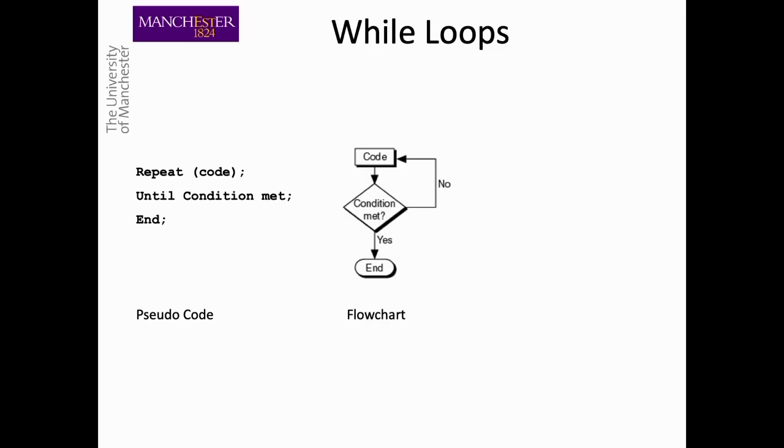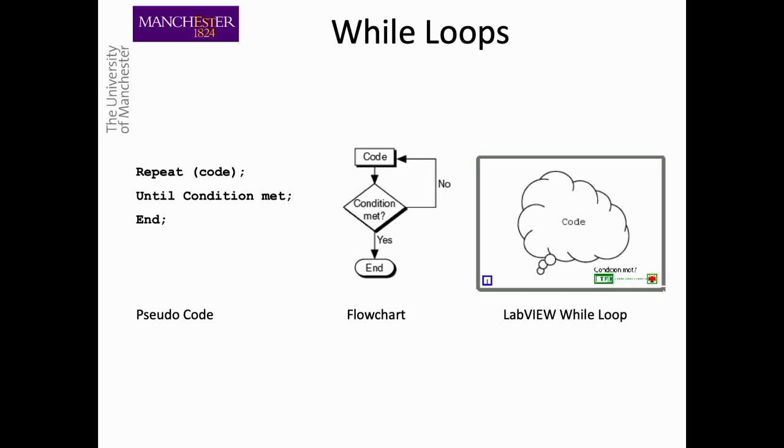A flowchart of this process looks something like this. This is one of the most fundamental parts of the course, by the way. Here we can see that visually. We've got some code. We say, has this condition been met? If it hasn't, we repeat the code and we keep going around and around in a loop until that condition is met, and then the loop is ended. And the way that is displayed is using this piece of LabVIEW code that we can see on the right-hand side. So this is called a while loop.